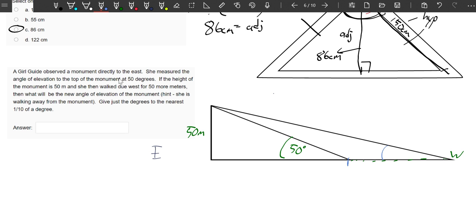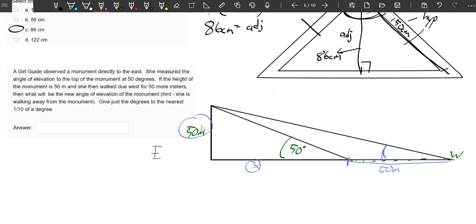So she observed the monument directly to the east, she measured the angle of elevation as 50 degrees, the height of the monument is 50 meters, she walked due west for 50 more meters. Okay, so I know from here to here, that's another 50 meters. We don't know how far this was. Now we're going to try to figure this out. So first we need to figure out that, right? If we want to figure out this angle, we're going to need some piece of information.